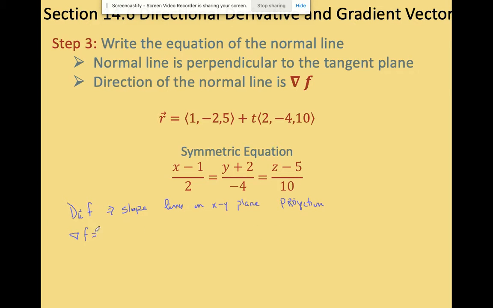Your gradient of f is a vector of the partials. And your gradient of f dotted with the tangent vector, but the projection of the tangent vector down there on the xy plane is going to be u, always perpendicular.